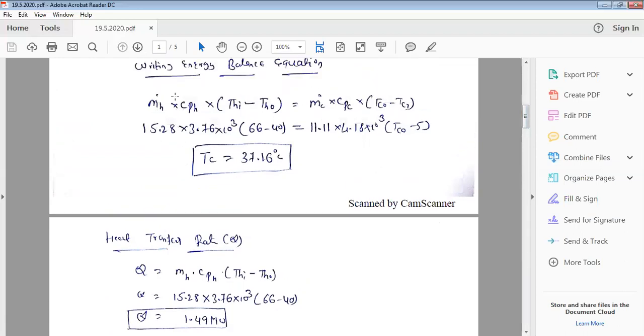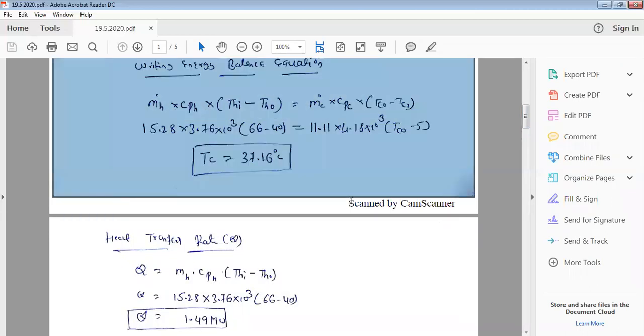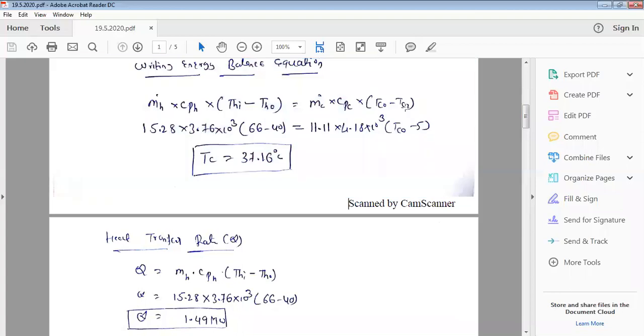Now just see here in writing, this is also Q. Okay, this is also a Q. Which one? This one. This is also a Q. Okay, and this is also a Q. But these two Q, what is there? These two are related to, this is related to the hot fluid, and this is related to the cold fluid.